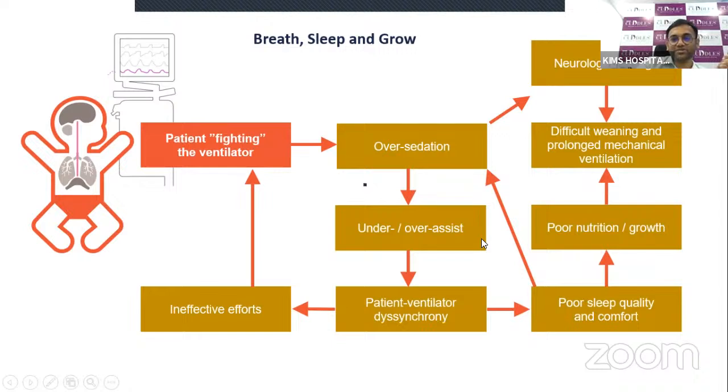All this can affect the baby's quality of sleep. Sleep is important for the baby's nutrition and growth, and for the proper digestion of the milk. If this is affected, then weight gain will also be affected. All these things may lead to difficulty in weaning and prolongation of mechanical ventilation, which itself can lead to infection, bronchopulmonary dysplasia, and further lung damage.